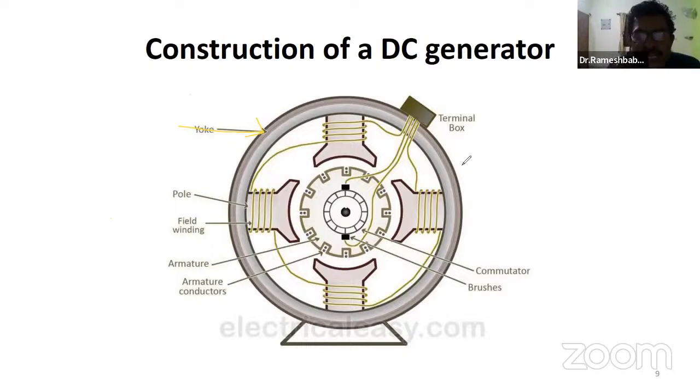Now next we are going to discuss the stator. Stator is the stationary part of the machine. Rotor is the rotating part of the machine. Next, in the stator, we have pole core, pole shoe, and field winding. Three main parts are available: pole core, pole shoe, field winding. Here, this is your pole core.